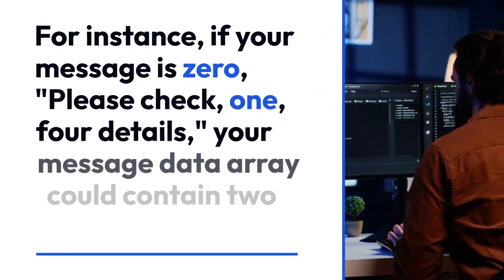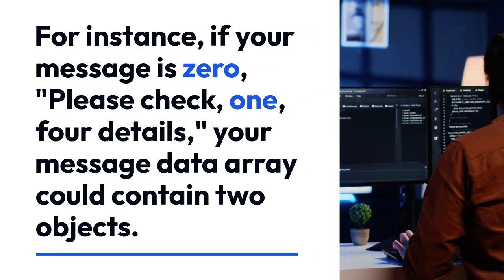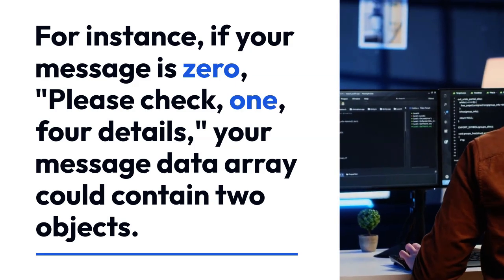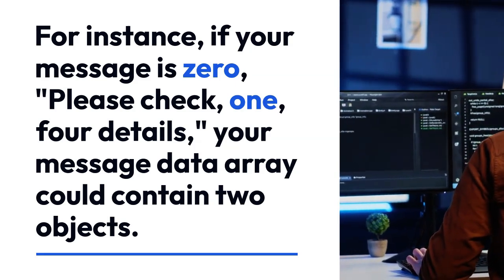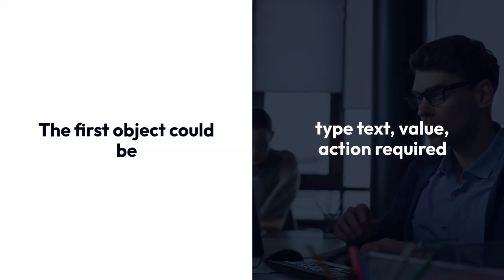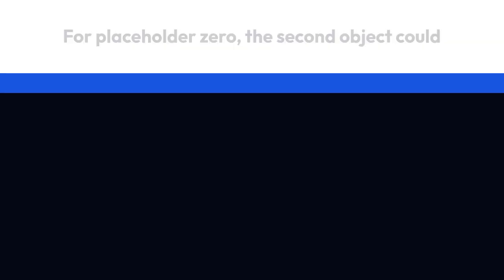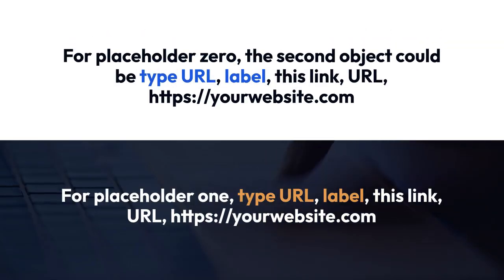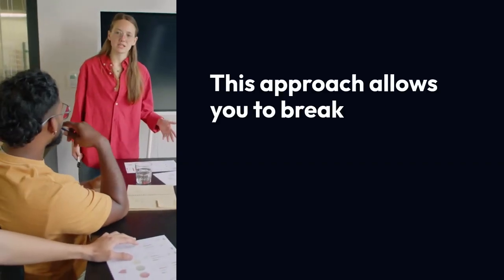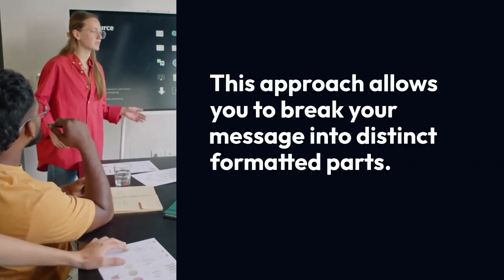For instance, if your message is {0}, please check {1} for details. Your message data array could contain two objects. The first object could be type: text, value: Action required, for placeholder 0. The second object could be type: url, label: this link, url: https://yourwebsite.com, for placeholder 1. This approach allows you to break your message into distinct, formatted parts.